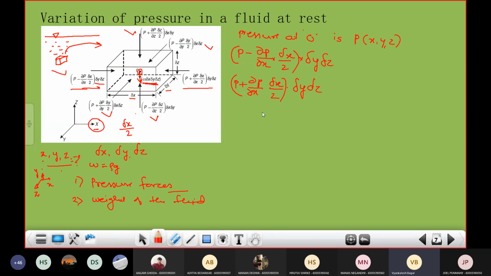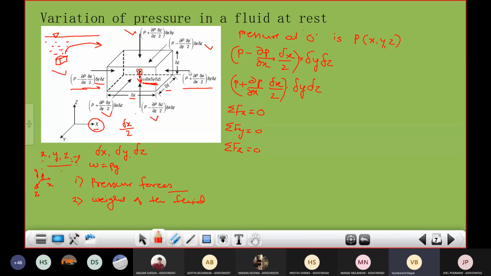Now can I go ahead? Once I have noted down the forces which are acting on all the faces of the element and also the body force, it is time to analyze the forces along the x, y and z directions. So I am going to take summation Fx equal to 0, summation Fy equal to 0 and summation Fz equal to 0. As this is a 3-dimensional element, I am going to analyze forces along all the directions.